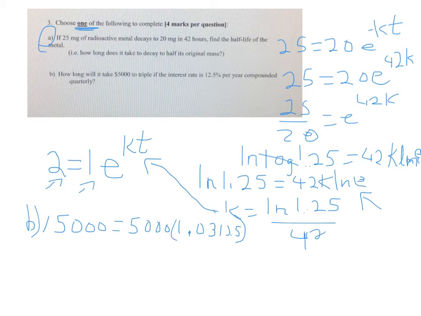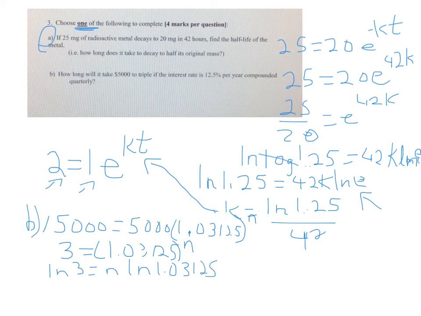And then we're going to put n up here, and that's going to be the number of quarters that you would have your money invested for. And so 15,000 divided by 5,000 is 3, and we have 1.03125 to the n. And so again, taking lns of both sides, ln of 3 equals n ln 1.03125. And you can solve for n by bringing this ln over here and dividing it into that ln.